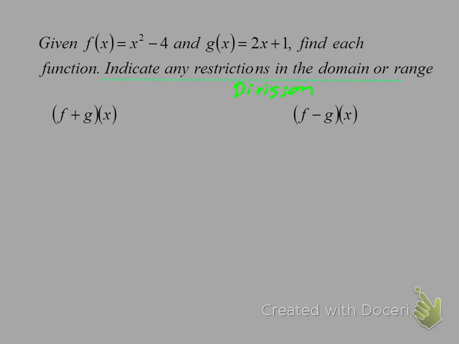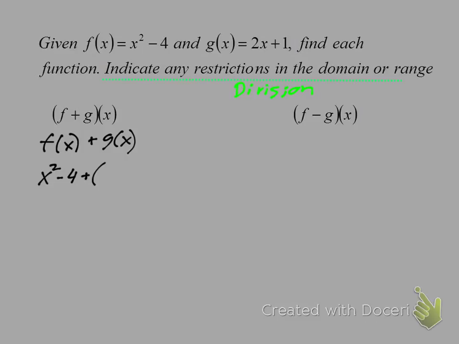So the first one we have f plus g of x. Like I said, first thing I would do is change that from the notation they give you to this notation right there. I would do that. Now, f of x in this case is what? X squared minus 4. Good. X squared minus 4.